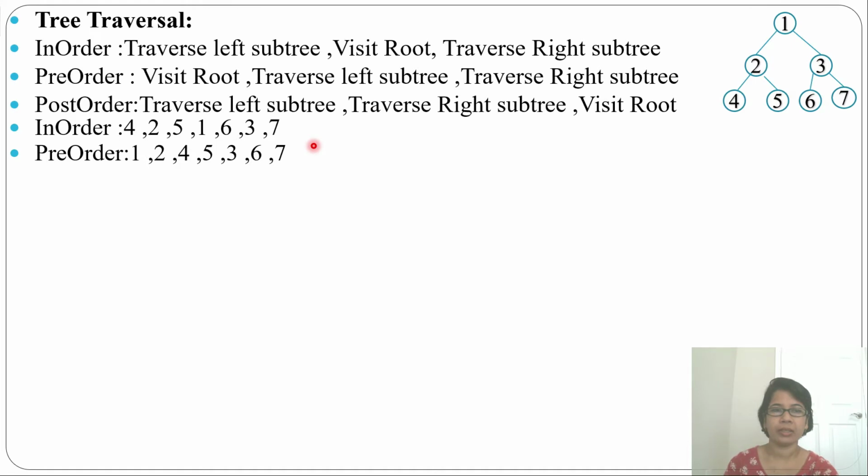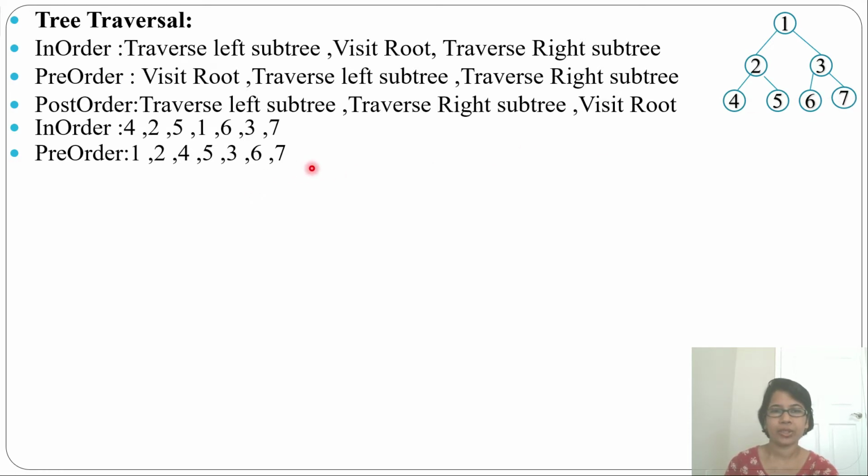Let's do pre-order. Pre-order is: visit the root, traverse the left subtree, traverse the right subtree. First will be 1, that is visiting the root. Then traverse the left subtree in pre-order, so that will be root, left, right: 2, 4, 5. Then traverse the right subtree in pre-order, that will be 3, 6, 7. So pre-order will be 1, 2, 4, 5, 3, 6, 7.